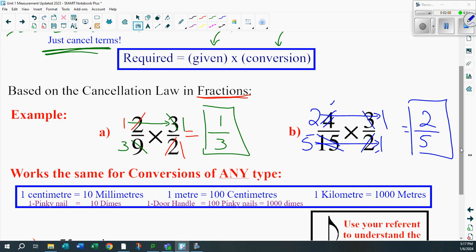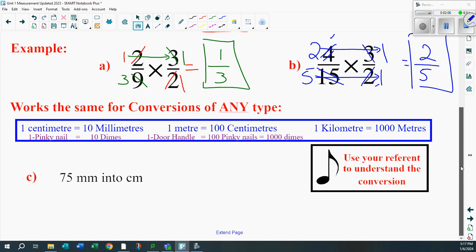It's done. Now, conversions work exactly the same way, but don't forget about those beautiful references that I gave you. Remember, a centimeter, pinky nail, a meter, door handle. Think about all of these things that I gave you. Dimes, which was the millimeter. Think of all these conversions I give you because they're going to help you out right now. You ready for this? Check this out. Watch what I do with this thing.